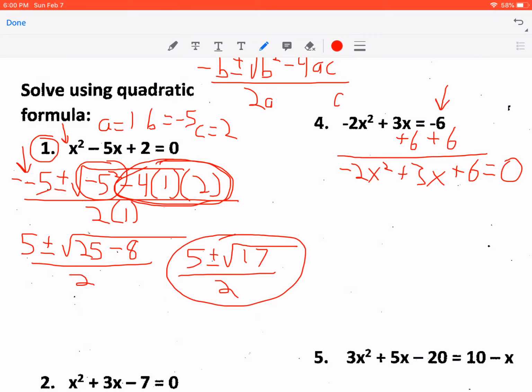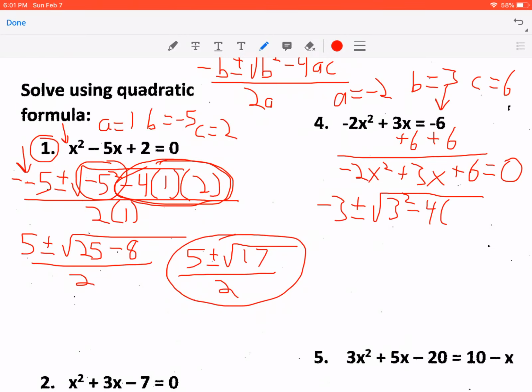All right, who is a? A is negative 2. Who is b? B is 3. Who is c? C is 6. So negative b, that's negative 3, plus or minus the square root of b squared, so that's 3 squared, minus 4 times a, which is negative 2, times c, which is 6, divided by 2 times, what was a? Negative 2.